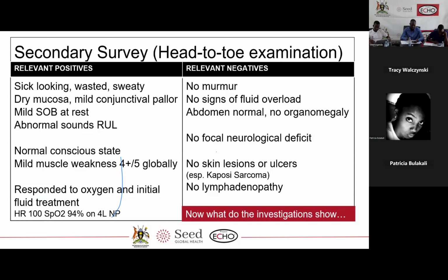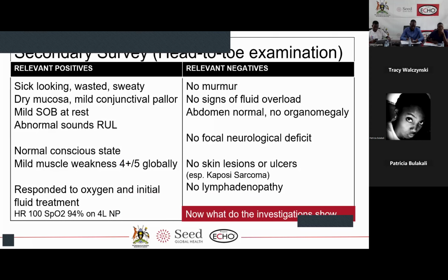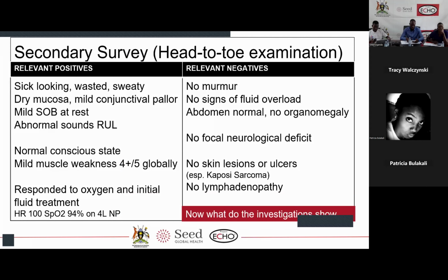We have a 48-year-old man, known HIV, presenting sick-looking, wasted, sweaty, with dry mucosae, mild conjunctival pallor, mild shortness of breath at rest, and abnormal sound over the right upper lung. But he's alert, with a normal conscious state. He's weak, with mild muscle weakness, 4+/5 globally. He has responded to oxygen and initial fluid treatment, with a heart rate of 100 now and SpO2 of 94 on 4 liters on non-rebreather, on nasal prongs.